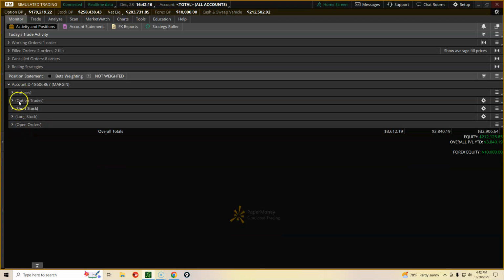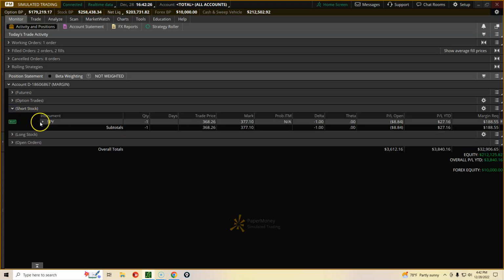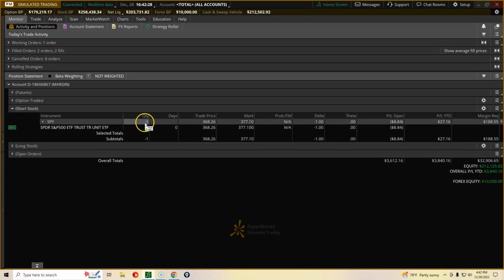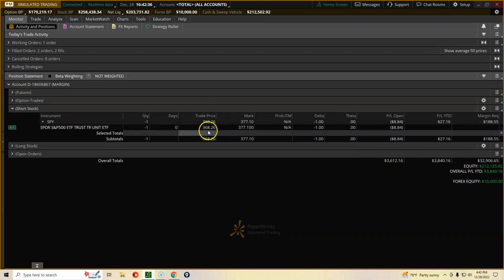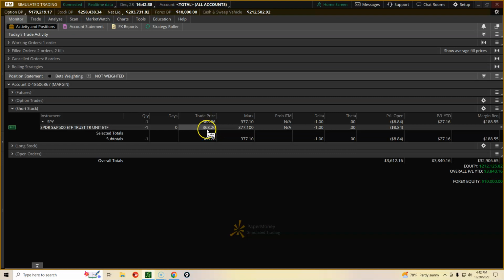Later, after we quickly look at these other trades, we'll come back and place a trade on GLD. Short stock. Okay, we're short. What am I short? One share of the S&P 500. Trade price, this is the price that I opened this trade at, $368. What is the S&P 500 at today? Mark is at 377. So that means my position is negative a little bit.